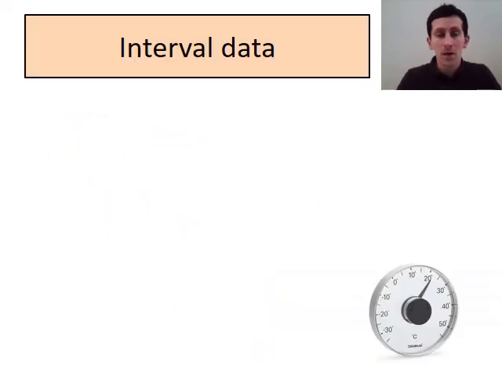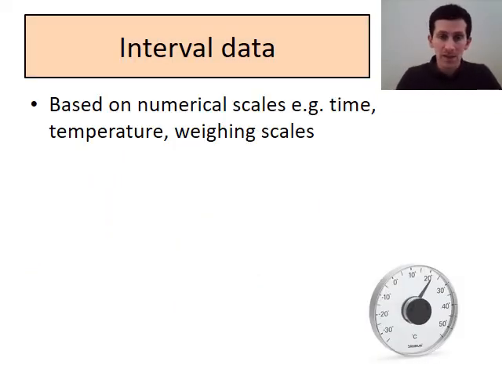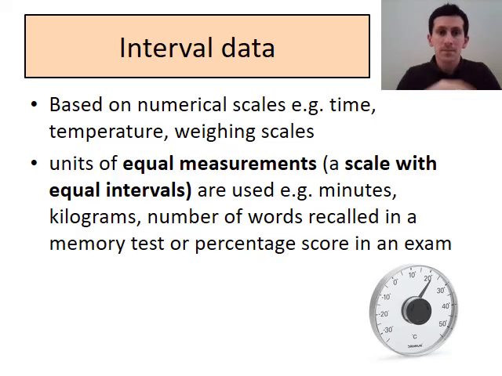Finally, you've got interval data. Interval data is any data you get given with a numerical scale, so if it was time, temperature, weighing scales, there are set intervals on there. And these are intervals of equal measurements. So the scale has equal intervals. If you think of minutes, you've got 60 seconds, next minute, 60 seconds, next minute, 60 seconds.